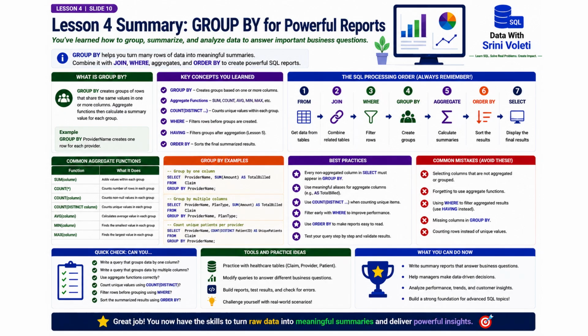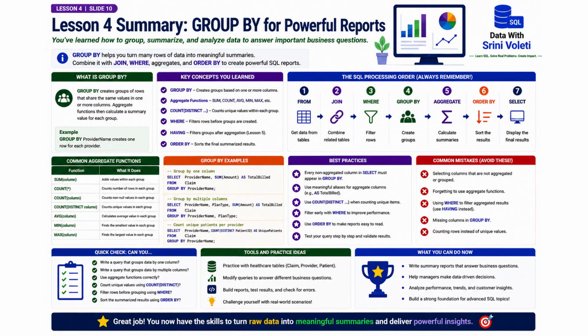Now let's look at the best practices. Remember, every non-aggregated column in SELECT must appear in GROUP BY. Use meaningful aliases so reports are easy to read. Filter early with WHERE whenever possible. Use COUNT DISTINCT when you count unique values. And always test your query step by step. Professional SQL developers build queries gradually, not all at once.